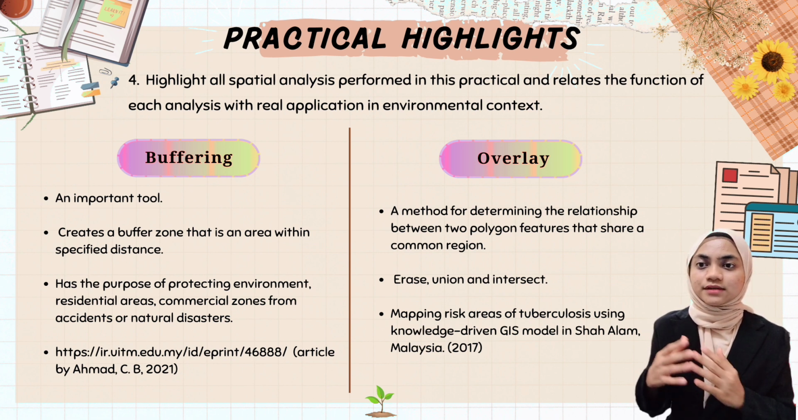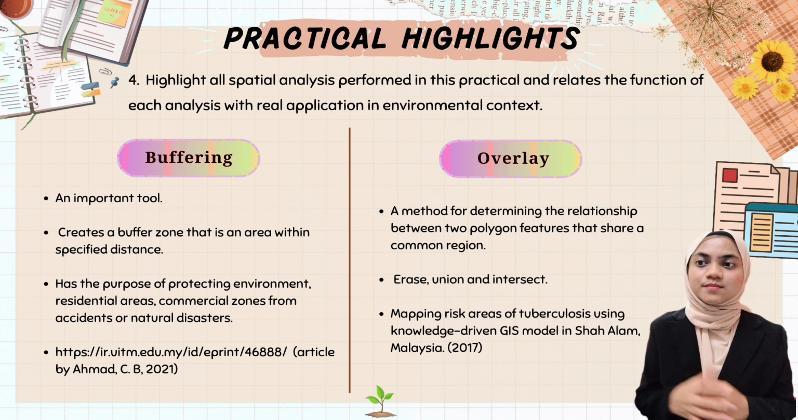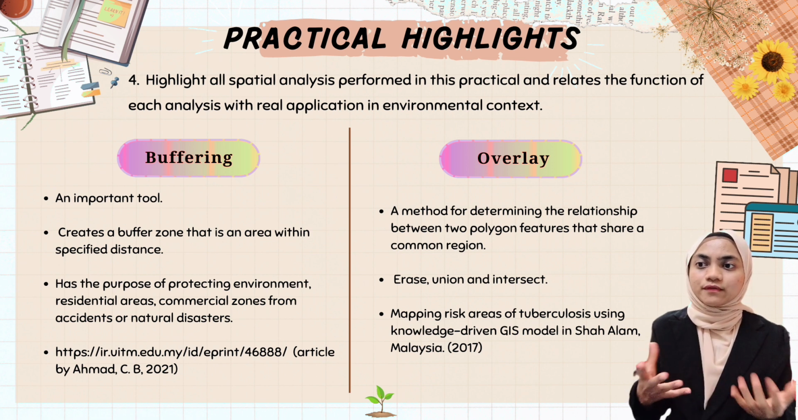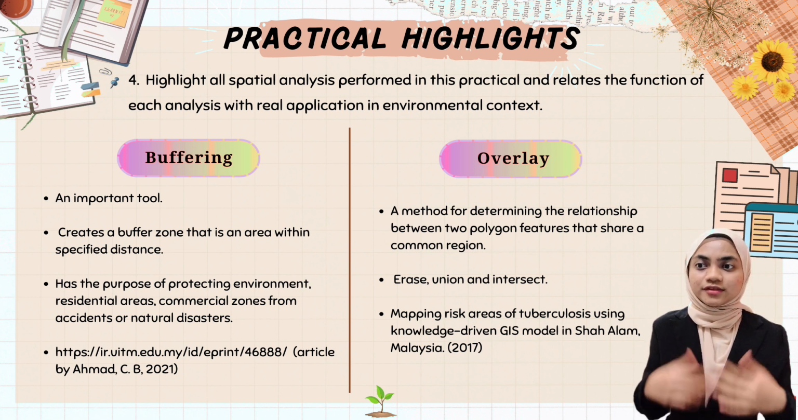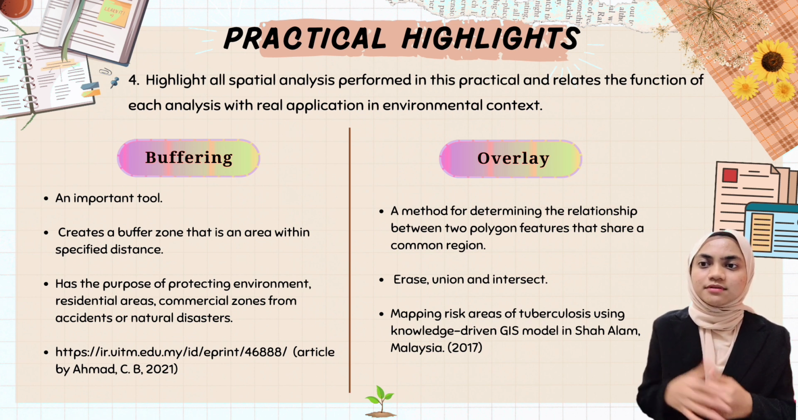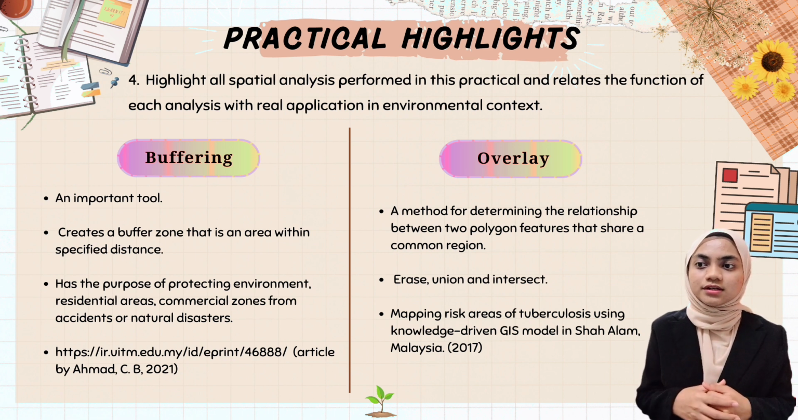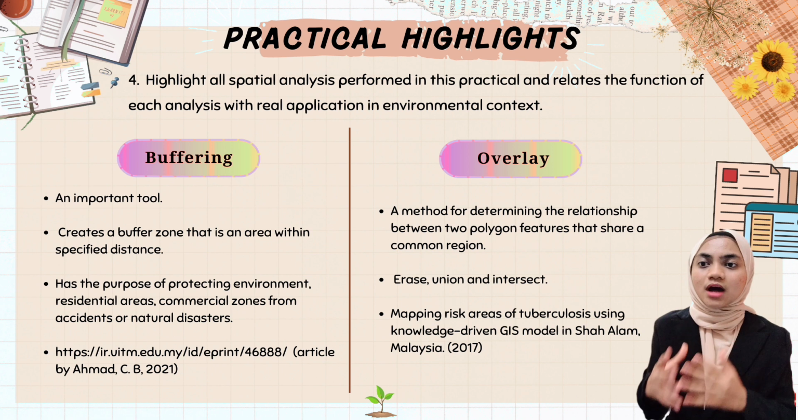Overlay is a method for determining the relationship between two polygon features that share a common region. As we all know, the three things in overlay are erase, union, and intersect. As you can see, this article is about mapping risk areas of tuberculosis using a knowledge-driven GIS model in Shah Alam, Malaysia, 2017. Even though it says 2017, this idea started in 2015 when WHO stated that Malaysia had a high number of tuberculosis cases. So, therefore, overlay comes in handy.